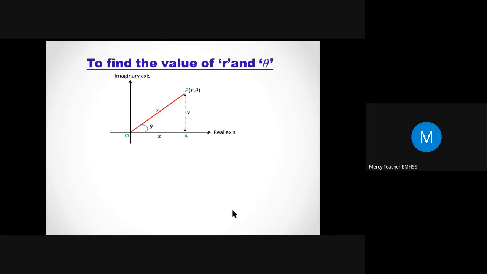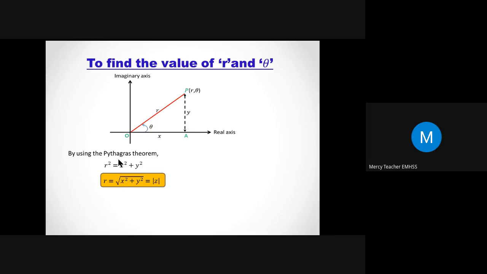Okay, so this is the diagram, the Argand plane. You have a complex number in the first quadrant, and you are having r and theta. And we are going to use the Pythagoras theorem for this right angle triangle. So where is that right angle triangle? OAP. Just consider this OAP, and we are going to use that Pythagoras theorem. So what is the Pythagoras theorem? Hypotenuse whole square is equal to x square plus y square. So you will have r square is equal to x square plus y square.